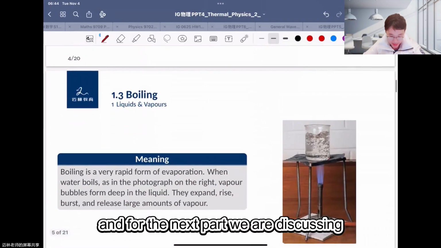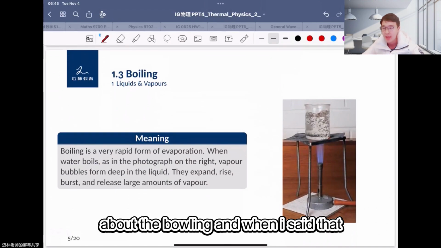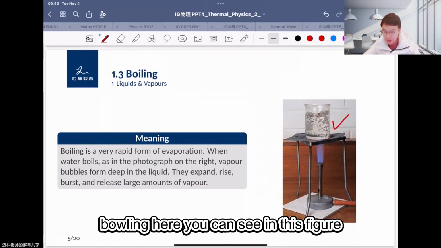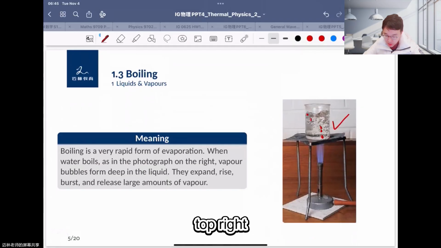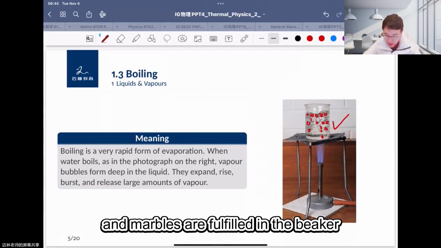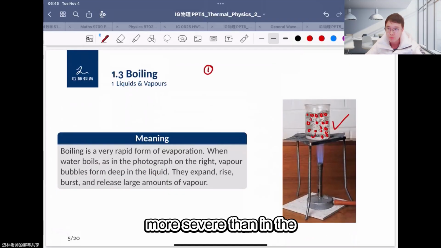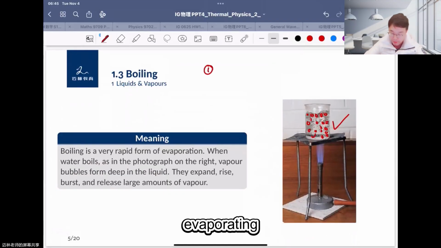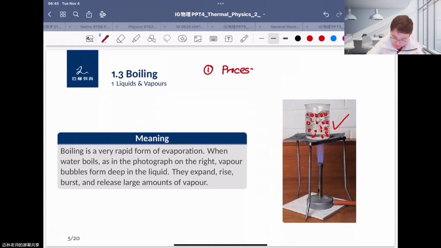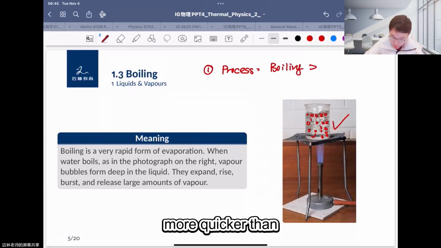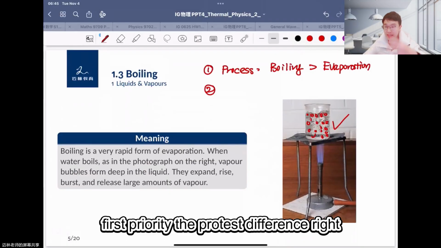And for the next part, we will discuss boiling. In this figure, you can see there are bubbles from the bottom to the top, right? And bubbles fill the beaker, right? So first, we can say that boiling is more severe than the evaporating process. So for the process, boiling is quicker than evaporating, right? This is the first property, the process difference.